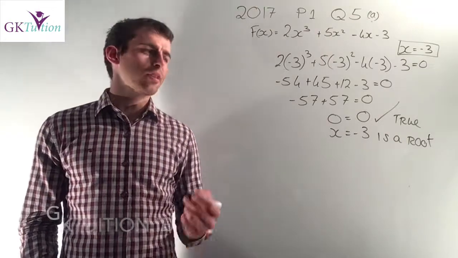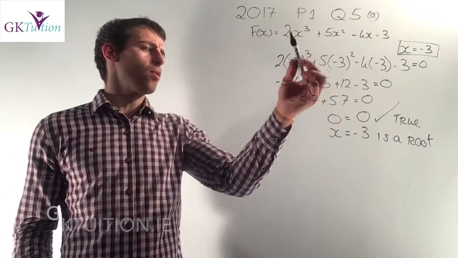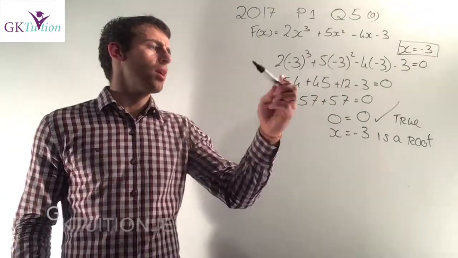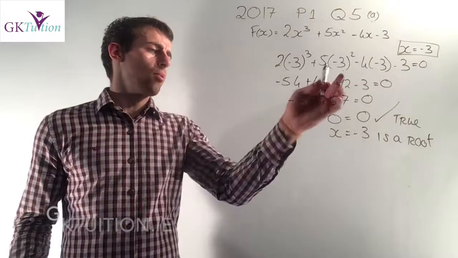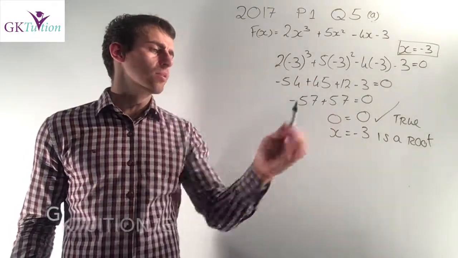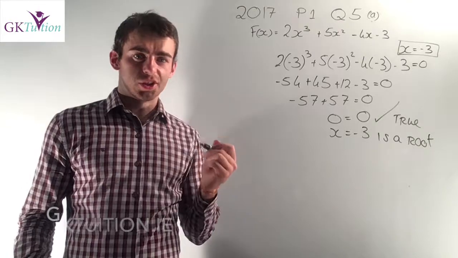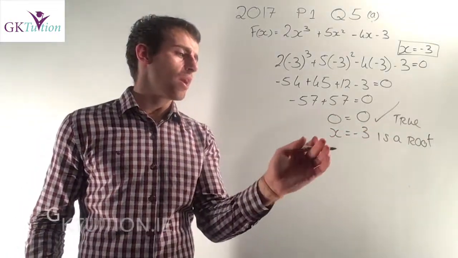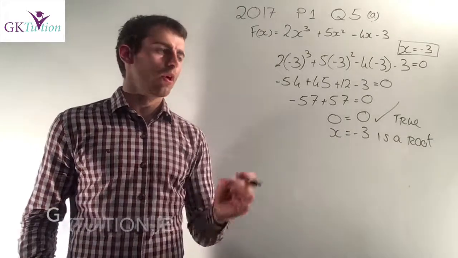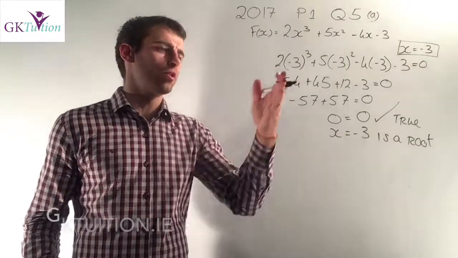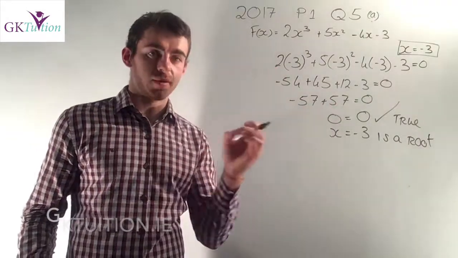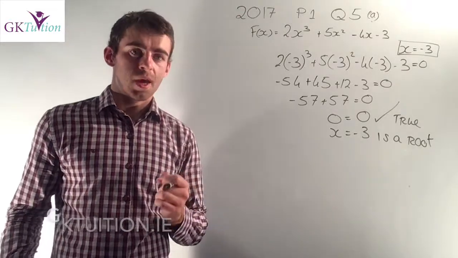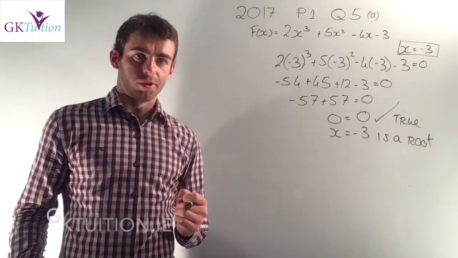Okay, so the first part of this is relatively straightforward. Everywhere there's an x, I sub in minus 3, and I let it equal 0. And when I simplify it down, I get 0 equals 0. Because you're asked to show, I'd always make sure you conclude. So I put a tick beside it, say that it's true, x equals minus 3 is a root. Because when I subbed in x equals minus 3, everything cancelled out, that means it's a root. Now I need to find my other two roots.